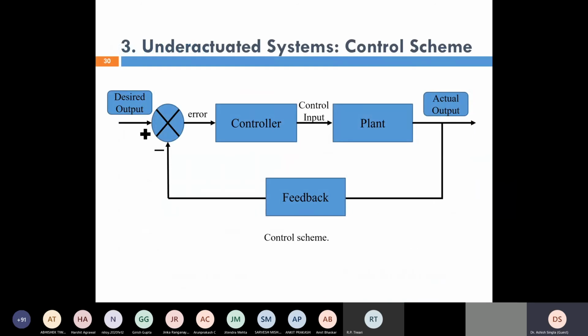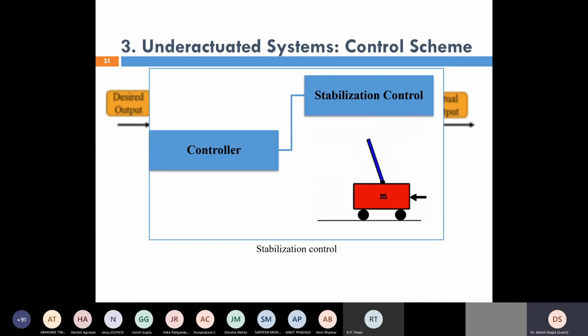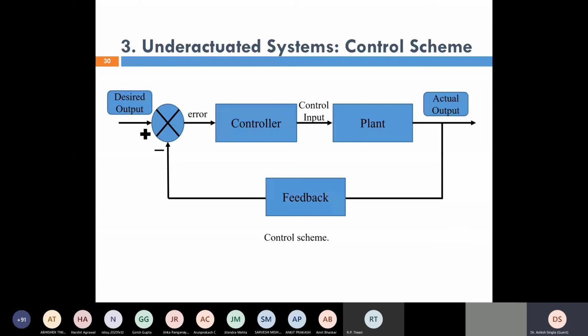So next comes the underactuated systems. Again, same diagram. Underactuated means we have a lesser number of controlling motors. So let's say for a 2 degree of freedom system, instead of giving 2 motors, we can control it with the help of 1 motor only. That kind of system is called an underactuated system, and they are very tricky to control. They are highly nonlinear and highly unstable, and it's a tricky problem to control them.